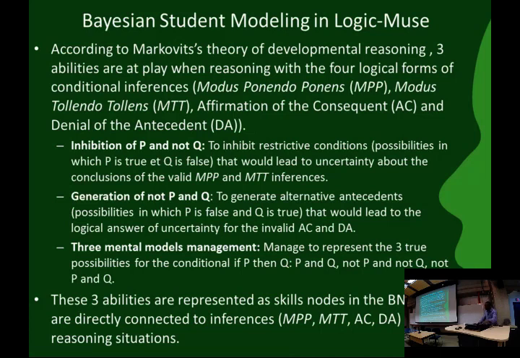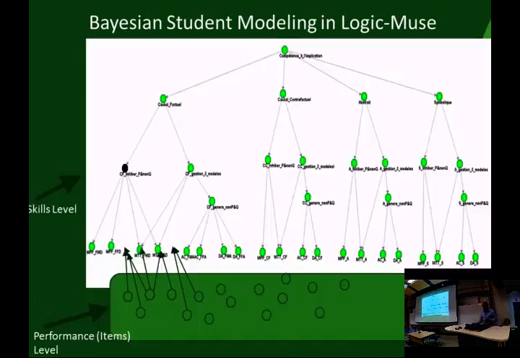So these three abilities or skills are directly connected to the basic ones, like MPP, MTT, and so on. So from all this, we were able to build this Bayesian network where we have two levels. The first level is the performance level, where you have items related to logic reasoning exercises. And after the performance level, the next level concerns the skills we have in each category. And as you can see here, the three upper level skills are directly connected to those skills. And what you see here is the fourth of the six categories we have just presented to you, which are very involved in what we call the conditional reasoning competency or skills.